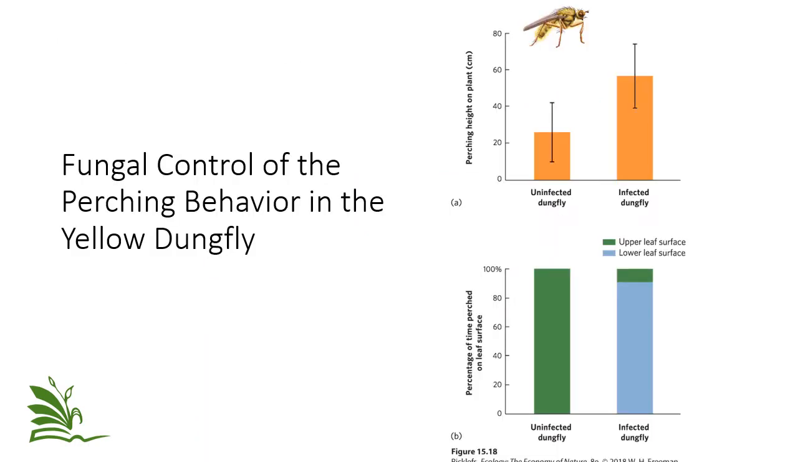So here we can see some data to support this. We see the uninfected dung fly and the infected dung fly, and what you can see is that uninfected dung flies on average perch at lower heights than infected dung flies. Moreover, uninfected dung flies tend to perch only on the top leaf surface. In contrast, infected dung flies hang off the bottom of the leaf surface in order to help with the dripping of those infected spores. So wild, right?